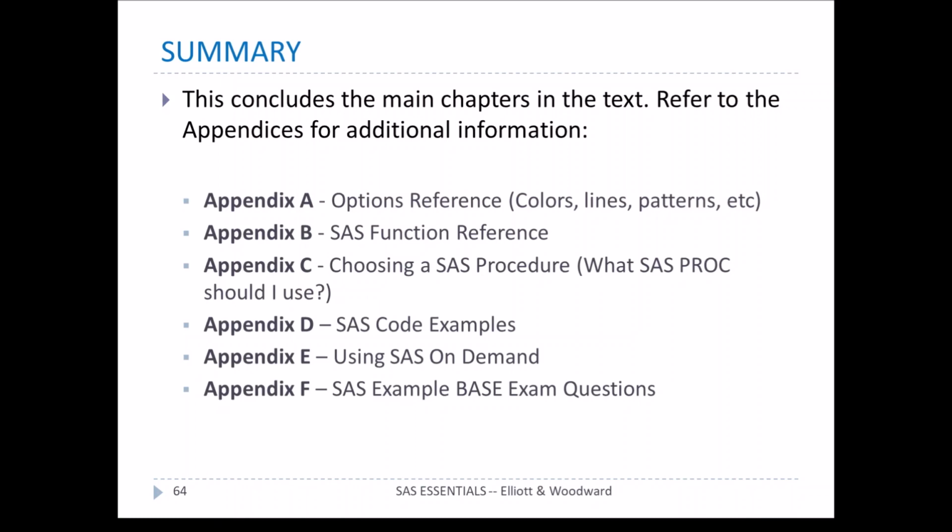All right, this concludes the main chapters in the text, but I would also encourage you to look at the appendices because they have valuable information. Appendix A includes options of references such as colors, lines, and patterns that we've referred to throughout the text. Appendix B includes SAS function references. Appendix C includes choosing SAS procedures, like what procedure should I use, a t-test, a chi-square, for instance. Appendix D gives you SAS code examples. Appendix E shows you how to use the online free internet version of SAS. And Appendix F is a SAS-based example test that you can use to try out your skills in SAS.